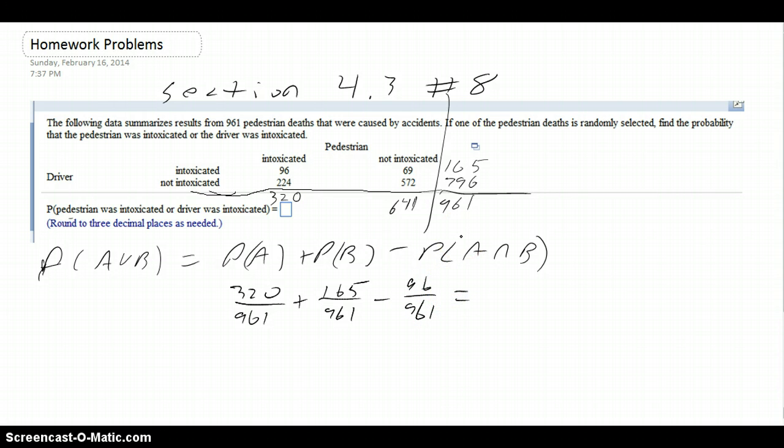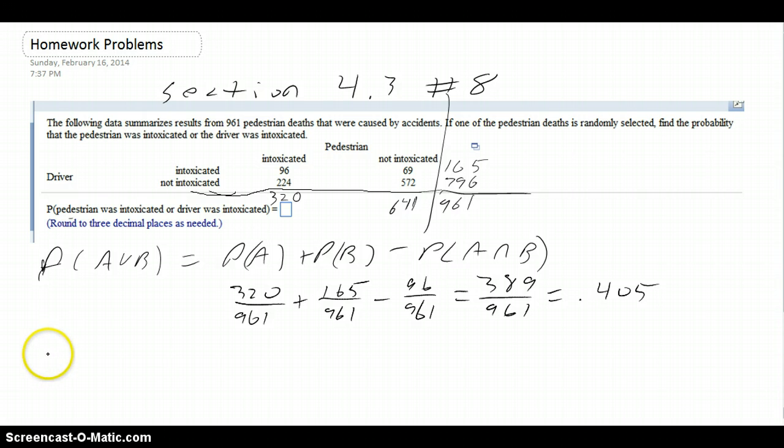Okay, so if we go ahead and just do that real quick, 320 plus, I'm sorry, 165 minus 96, and we get 389 out of 961. And if we divide that by 961, there we go, 0.405, that's to the nearest thousandth, I think. Okay, so that's all they're asking on this one, but I thought, well, this is a good one to teach some conditional probability.